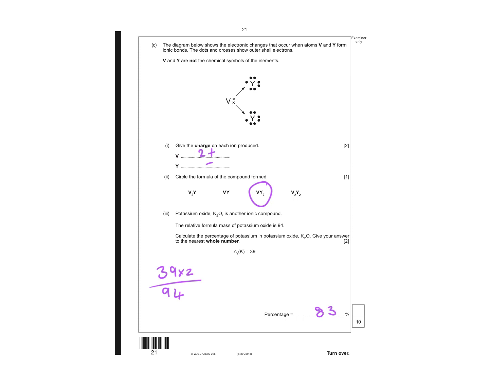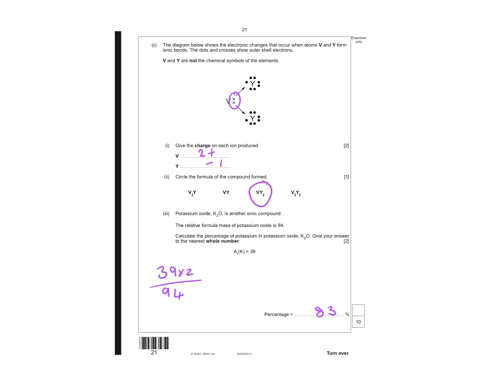The diagram shows the electron structure that occurs when V and Y form ionic compounds. The dot and crosses show the outer electrons. Give the charge of each one. So V has lost 2 electrons, so it's +2 each. Y has gained 1 electron, so it's -1. Ionic formula, you're going to have 1 V, 2 Y, so it would be VY2.